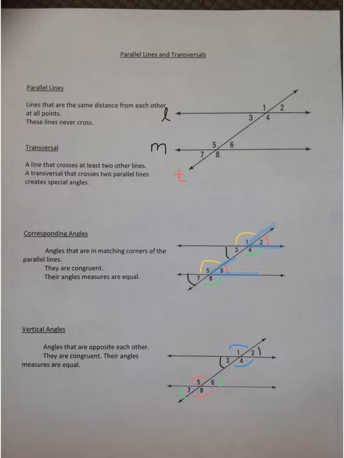If angle 2 measured 60 degrees, angle 3 also would measure 60 degrees. If angle 1 measured 120 degrees, angle 4 also would measure 120 degrees. And if you notice from the first example of corresponding angles, angle 2, which is 60 degrees, also would be the same measure as angle 6 because they are corresponding. All of these angles have special relationships.